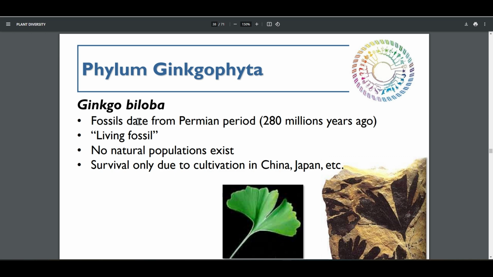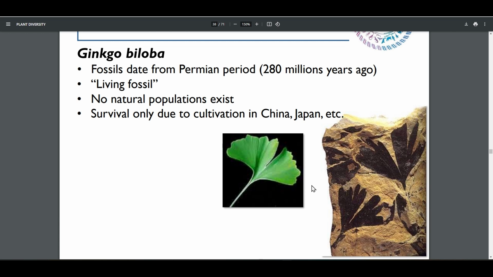So Ginkgo biloba, the fossils date from the Permian period. It's a true living fossil. The ancestors of this type of plant look quite similar to the modern day plants. It has no natural populations, so we do not really know if the ones in the wild are natural or not. And it survives only because of cultivation by people in Asian countries. So that is part one of seed plants.